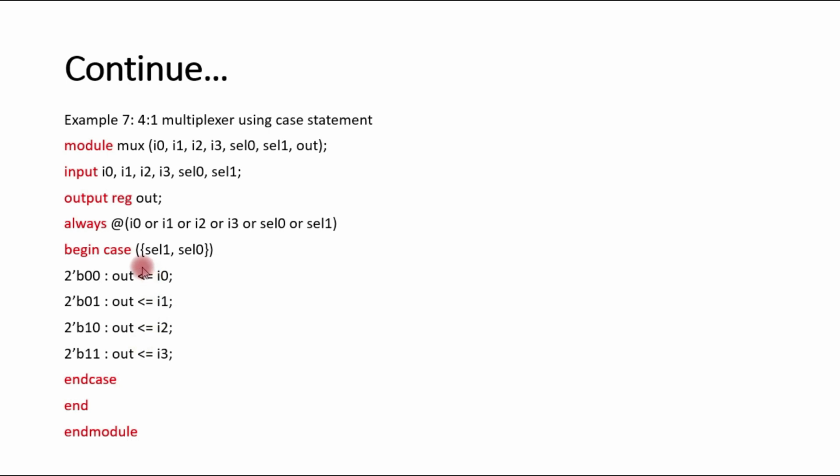Here we are using non-blocking assignments. It means all the sequential statements will be executed parallelly. In case of sel1 0 and sel0 1, out will be I1. In case of 1 0 of the selection line, then out is assigned to I2. When sel1 is 1, sel0 is 1, combination is 1 1. In this case, out is I3. Then end case, and here we are using begin, so end, module.